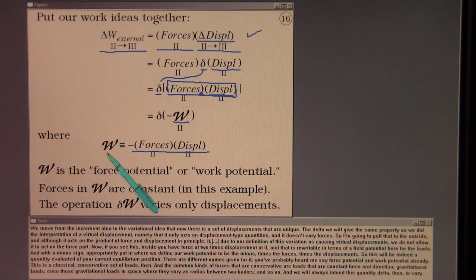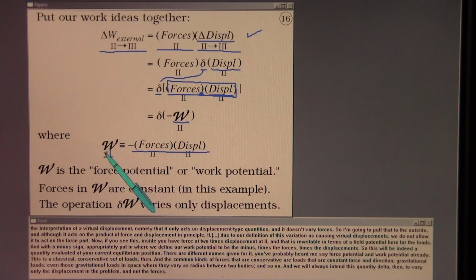So this will be indeed a quantity evaluated at your current equilibrium position. There are different names given for it. You've probably heard me say force potential and work potential already. This is a classical conservative set of loads then.